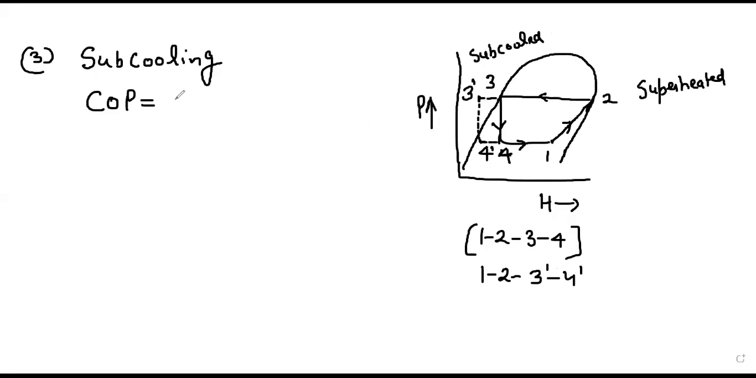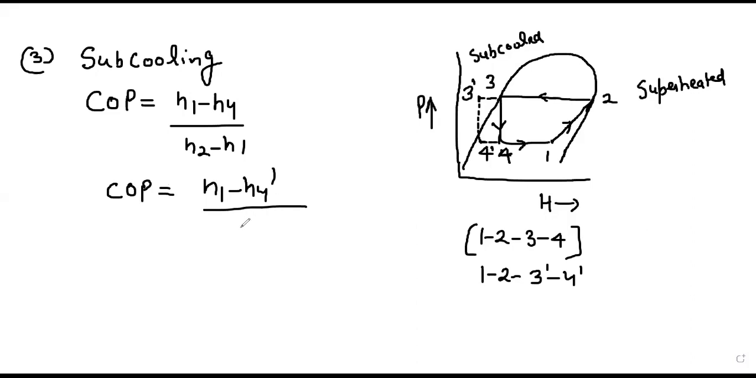So what was the value of COP you had? H1 minus H4 ideally upon H2 minus H1 work input. Now it becomes what? The new system, it becomes H1 minus H4 dash now upon H2 minus H1. Now you guys just look at it that the work input remains the same. 1 to 2 is same. Clear? So the work input remains constant. Its value is not changing.